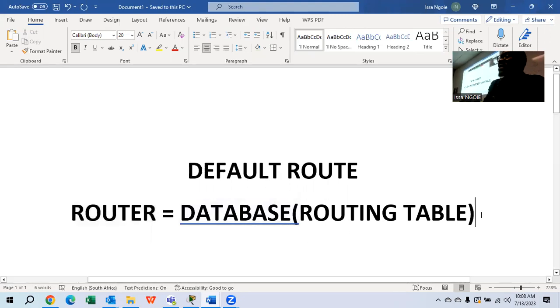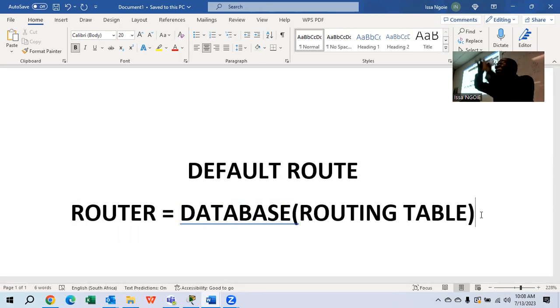For you to see your database, you're gonna use the command show IP route, right? But technically we call it what? Routing table. So routing table just a database that will have information about all other networks.